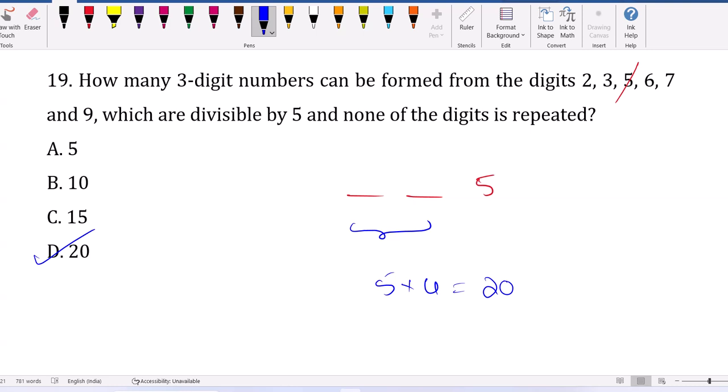If repetition is allowed, what's the answer then? 5 is also allowed, so 6 into 6, 36 will come. It's not 25, it's 36. 6 into 6, repetition. That's what you need to question.